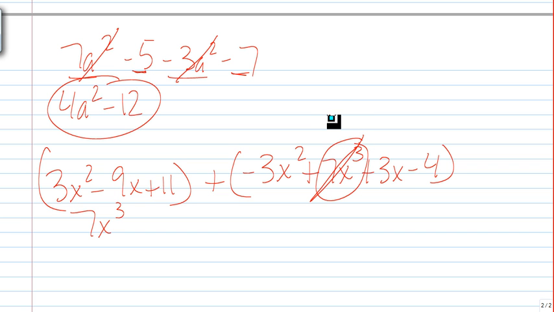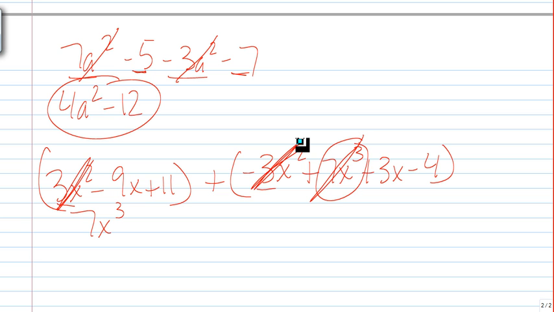So now what's next after x to the third? I need to be looking for any x squareds to combine since we're going in descending order. My x squareds, I have a positive 3x squared here and a negative 3x squared there. Those are going to automatically cancel because a positive 3 minus 3 is just 0. So those go ahead and go away. So you can go ahead and mark those out if you want to also.